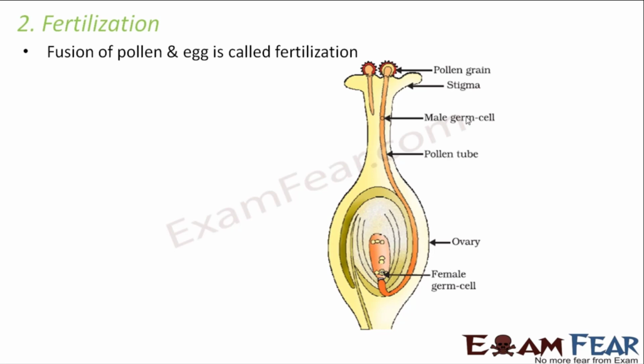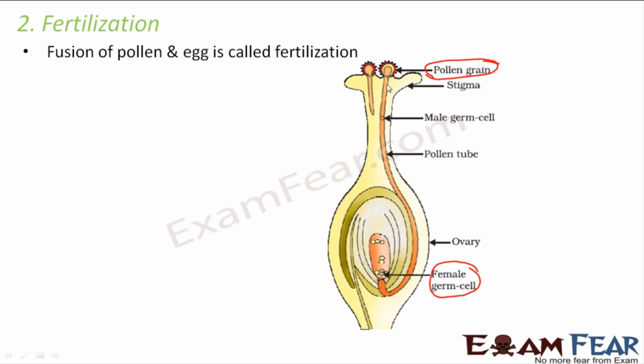And where is the pollen grain? The pollen grain is on the stigma. So the pollen grain is here and the female germ cell is here. This pollen grain will have to fuse with the female germ cell. So how will it reach there? Each of these pollen grains contains two male gametes. As I said, these are small grains, and inside those grains are present the male gametes.